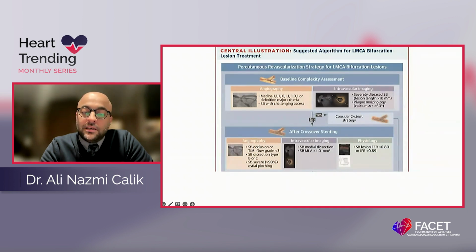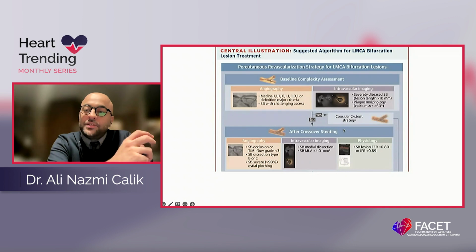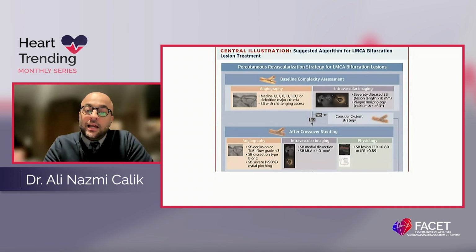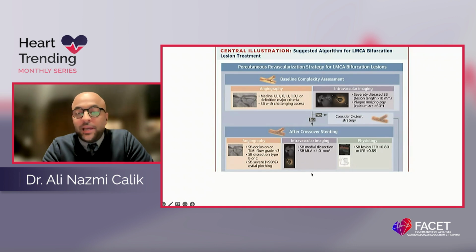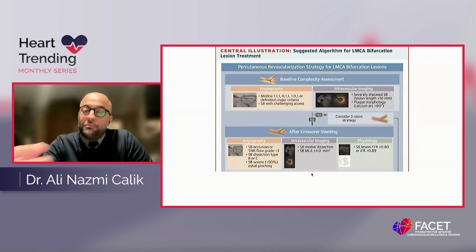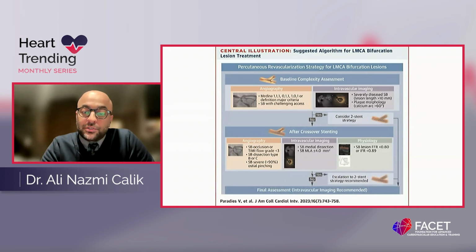Otherwise, we can proceed with a crossover stenting from main vessel proximal to the main vessel distal. And then we can assess the side branch flow after putting the first stent. If we lose the side branch flow, if the patient complains from the angina, or if there is some ECG changes in the cath lab, and if we see the flow compromise in the side branch, we can escalate our strategy into the two-stent strategy from the provisional strategy.